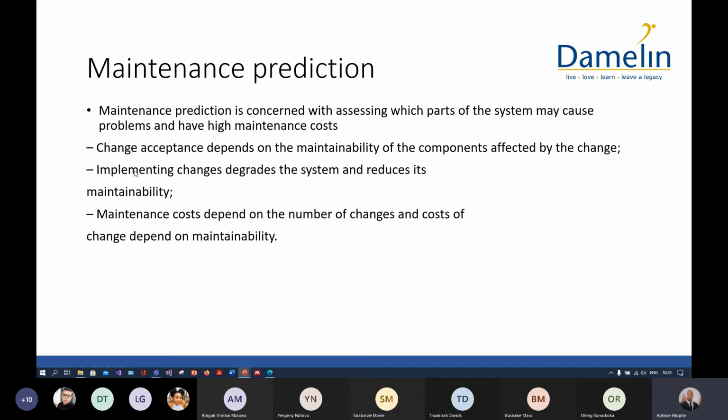So implementing changes degrades the system and reduces its maintainability. Maintenance costs depend on the number of changes, and the cost of the change depends on the maintainability. Okay, so you look at the work to be done, the number of changes that the person wants to implement, and how do you determine the cost of the change? It's determined by how the system was originally built and how easy it is to implement the changes, because if the system was built in an architecture that doesn't allow for easy maintenance, then you're going to need to be doing more work as a developer.